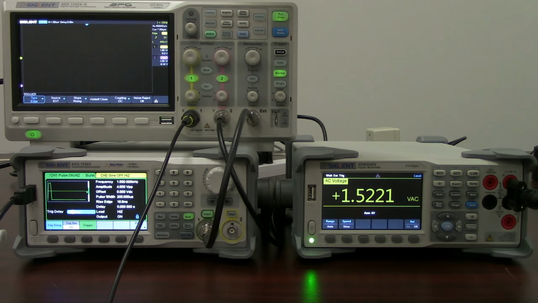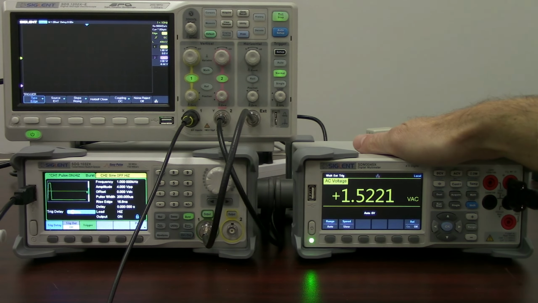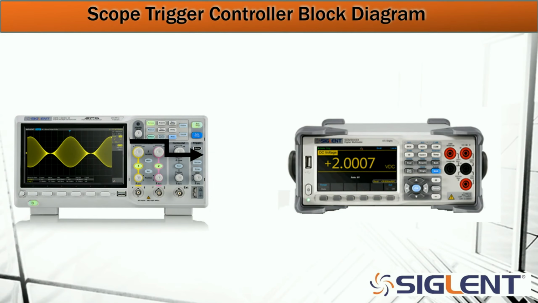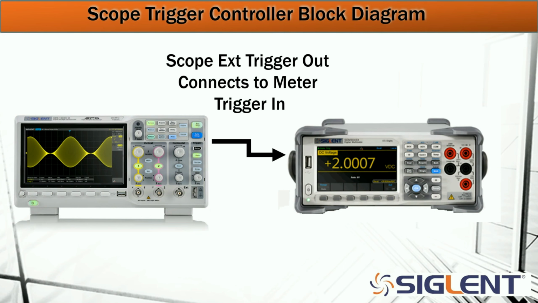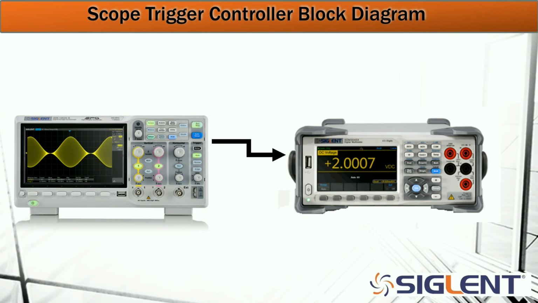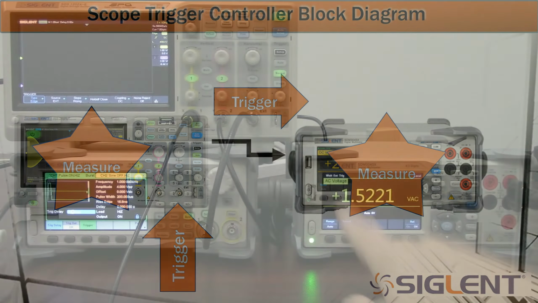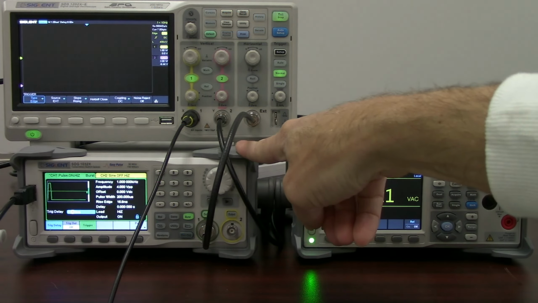The oscilloscope is then going to have its external trigger connected to this digital multimeter. This is the SDM3045X. So the oscilloscope is going to trigger, measure on channel 1 and channel 2, and simultaneously send a trigger output to the multimeter so that it can make a DC or an AC voltage measurement, and all of those are going to be synchronized.